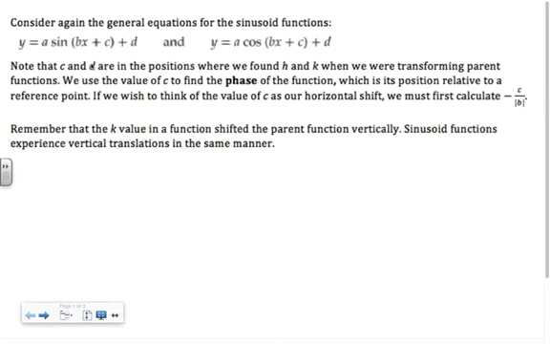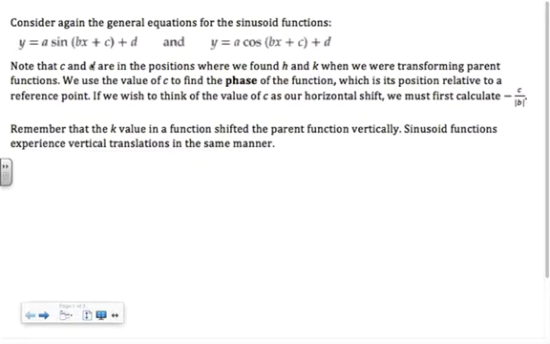In this lesson, we're looking at finally how these sinusoid functions can shift. So once again, notice the general equations for the sinusoid functions, sine and cosine, and see how the values of c and d are where we used to see the values of h and k. And they perform in very similar manners.